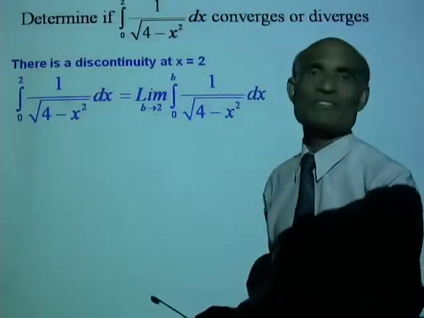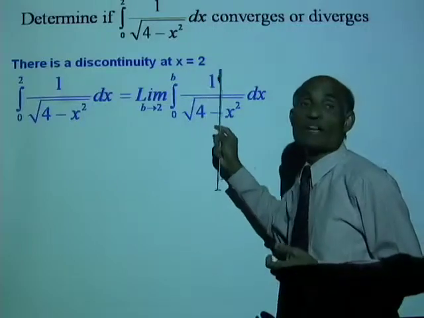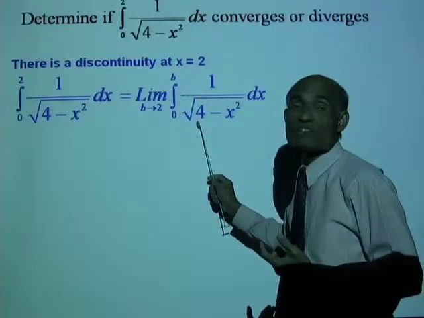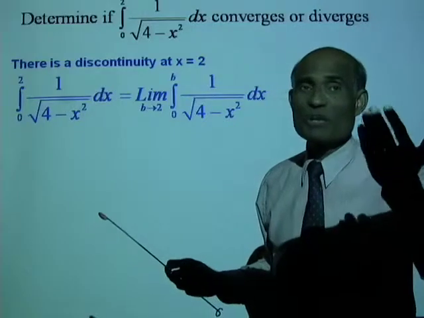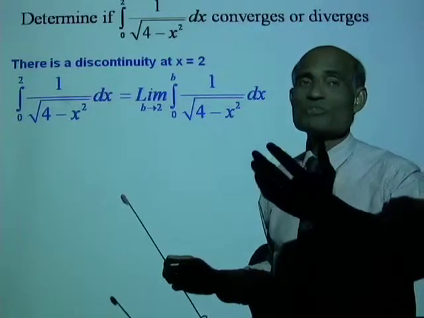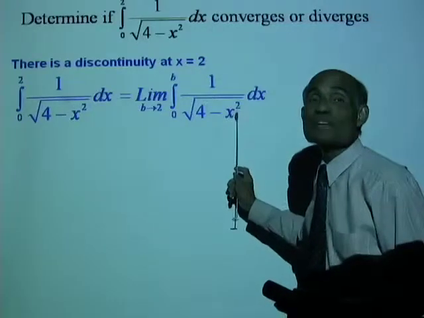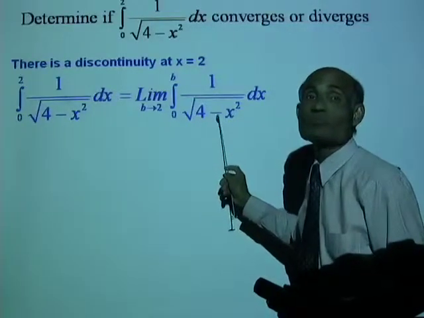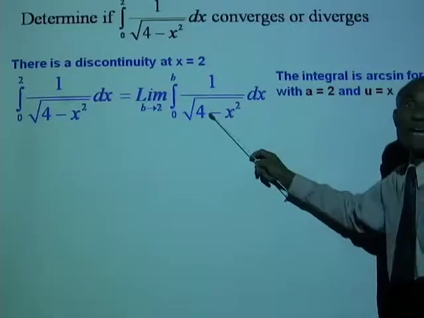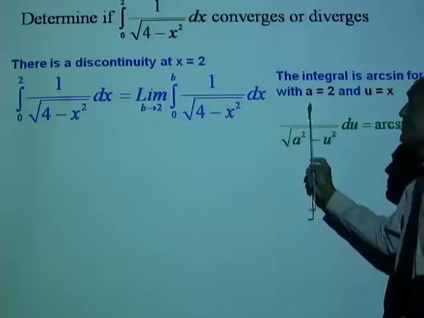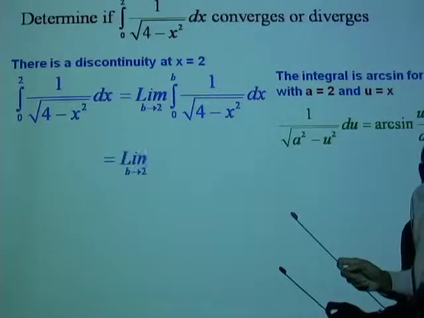Alright, now, how do we integrate this? This is actually a standard integral you should be able to pick out quickly. This is of the form integral 1 over square root a squared minus u squared du. Quickly, what's that integral? It is arc sine of u over a, where u is x and a equals 2. So 1 over square root a squared minus u squared du is arc sine u over a.